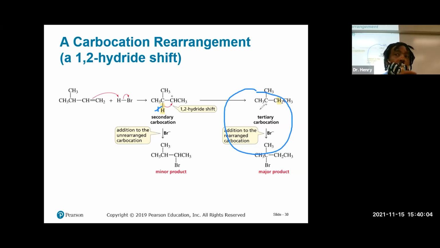Now, this also could happen with methyl groups. If there's a methyl group here, which is what I'm going to show you next, the same thing is going to happen, because it's looking for ways to make that intermediate more stable. And so it takes that shift to do that.